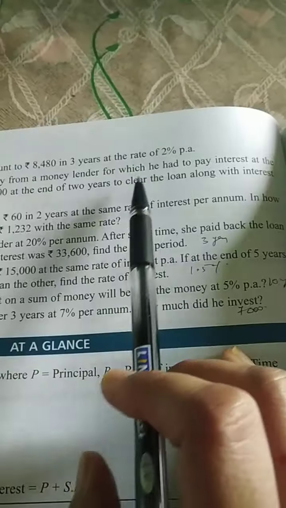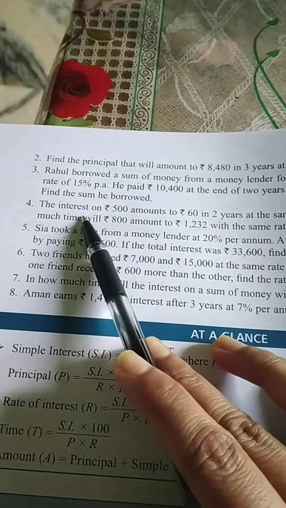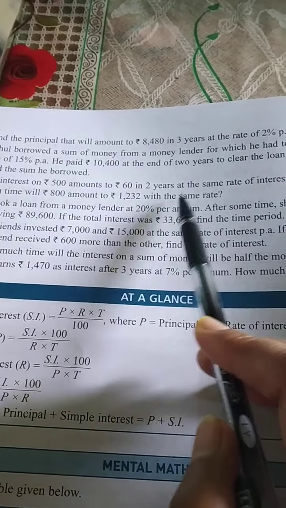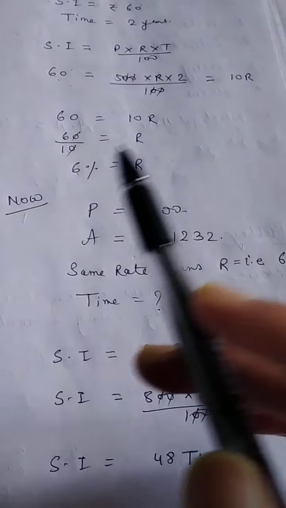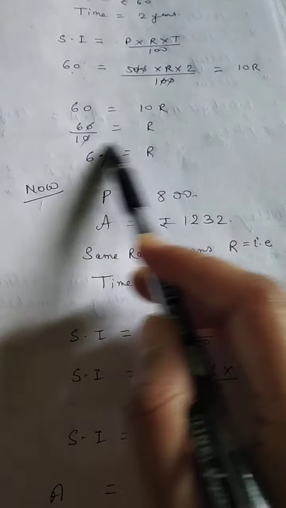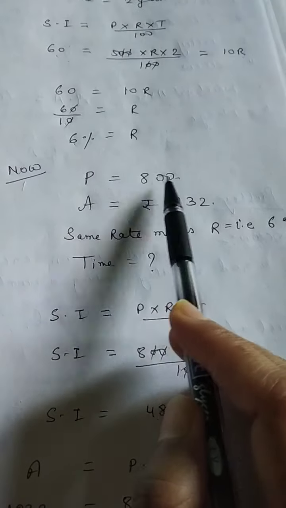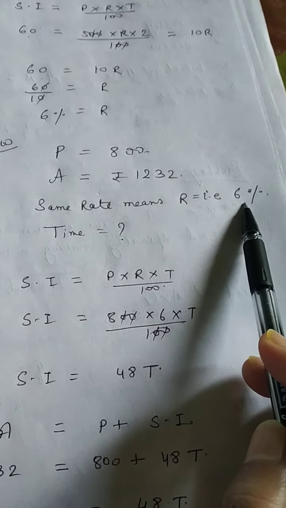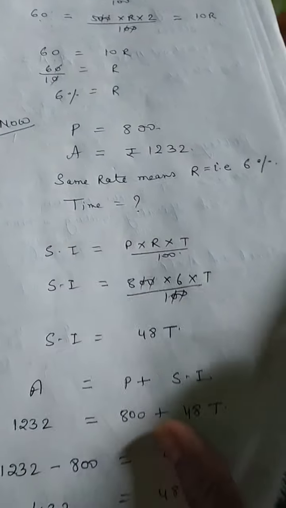Next part is saying in the question: in how much time will rupees 800 amount to rupees this with the same rate of interest. Same rate of interest means this only. So principal is given, amount is given, and same rate of interest, that is 6%, and we have to find out the time in this case.